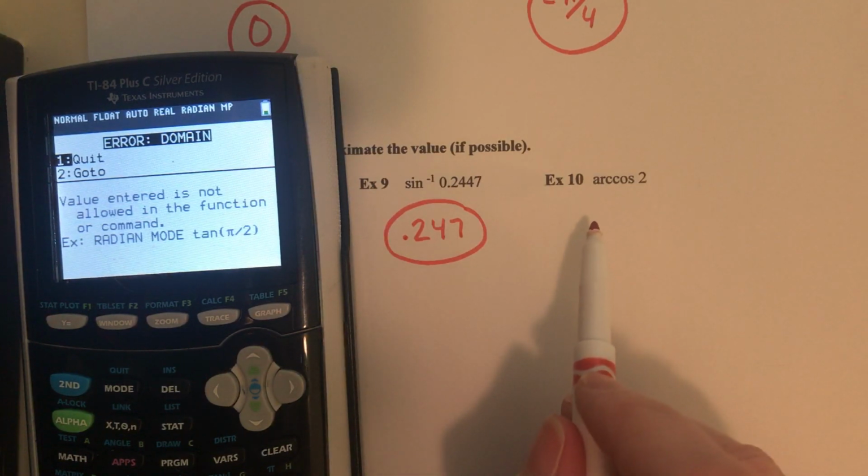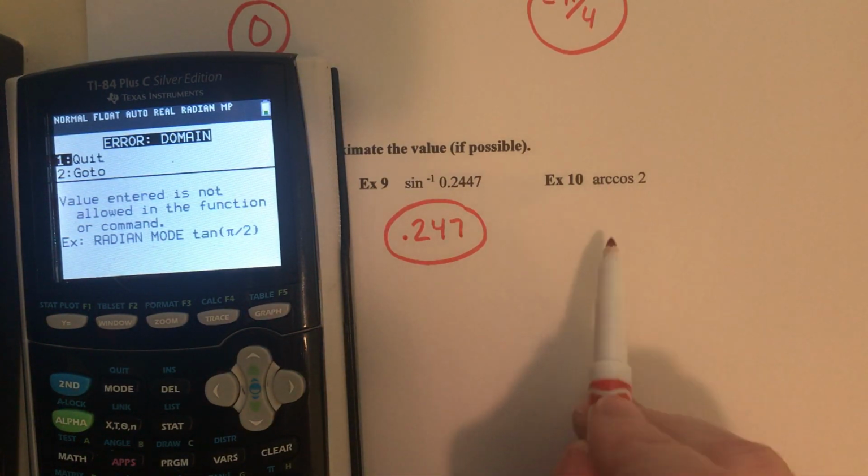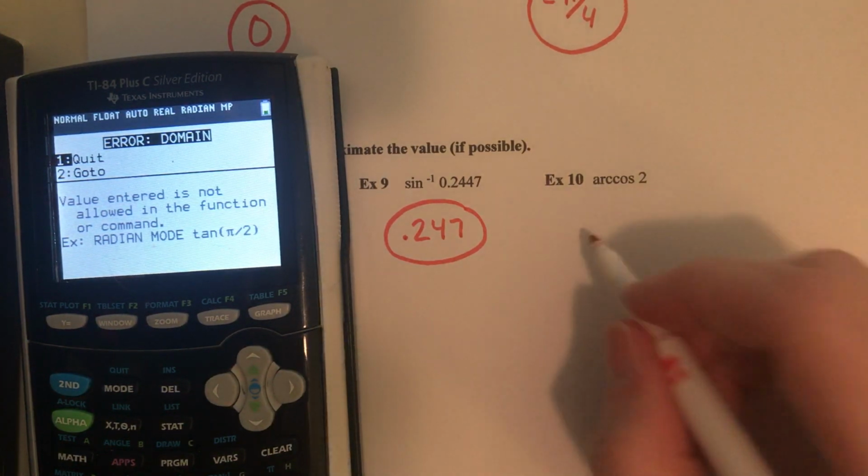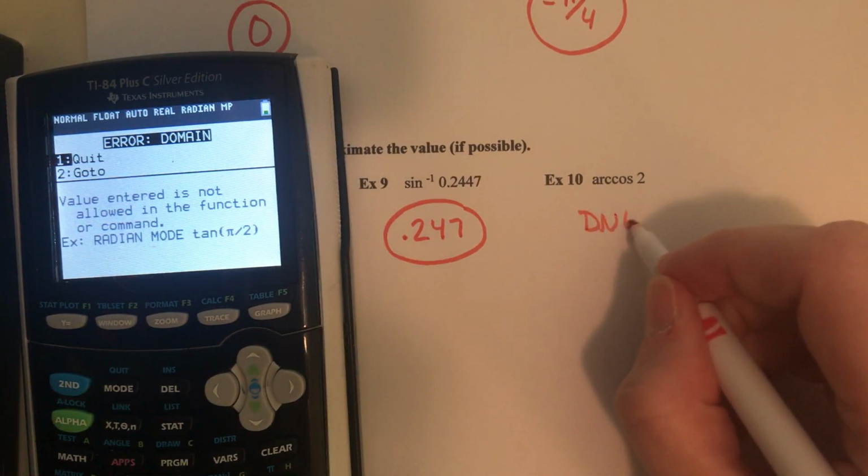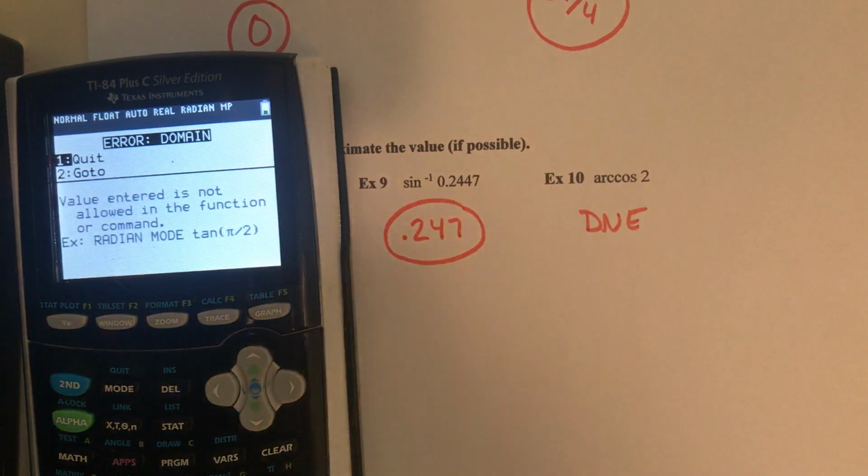Remember, in the unit circle, the radius is a 1. We can't have an answer of 2. It can't go any further than 1. So for this one, does not exist. So even if your calculator says it can't do it, sometimes that's true. So this one does not exist.